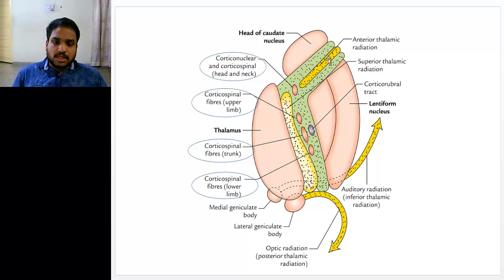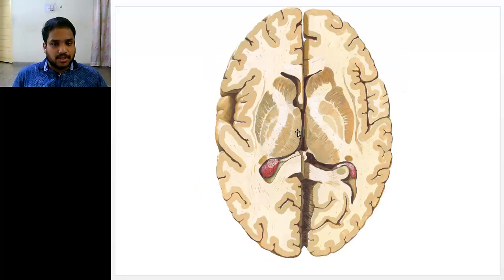The internal capsule is a compact bundle of projection fibers that is situated between the thalamus as well as the caudate nucleus medially, and the lentiform nucleus laterally, right? This consists of ascending as well as descending nerve fibers which connect the cerebral cortex with the brainstem as well as spinal cord. In this horizontal section you can see the internal capsule. You have the thalamus here, the head of the caudate nucleus as well as the lentiform nucleus. This is the lentiform nucleus, the head of the caudate nucleus, the thalamus.